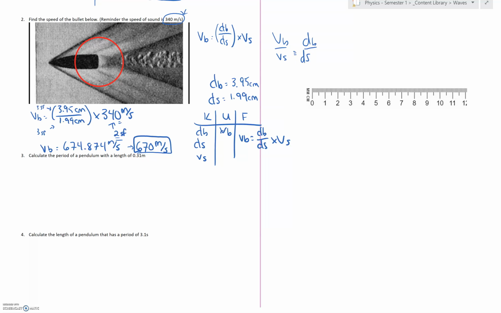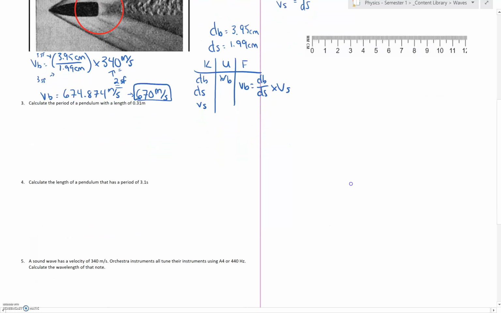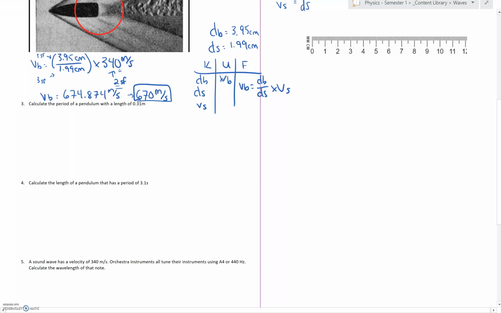Okay, so let's go on to problem number 3. Calculate the period of a pendulum with a length of 31.31 meters. So I'm actually going to start with my known, unknown, formula table because that will help me. Maybe I'm kind of blanking on what formula is the relevant one here. So it says calculate the period of a pendulum. So I don't know the period, but I do know the length of the pendulum.